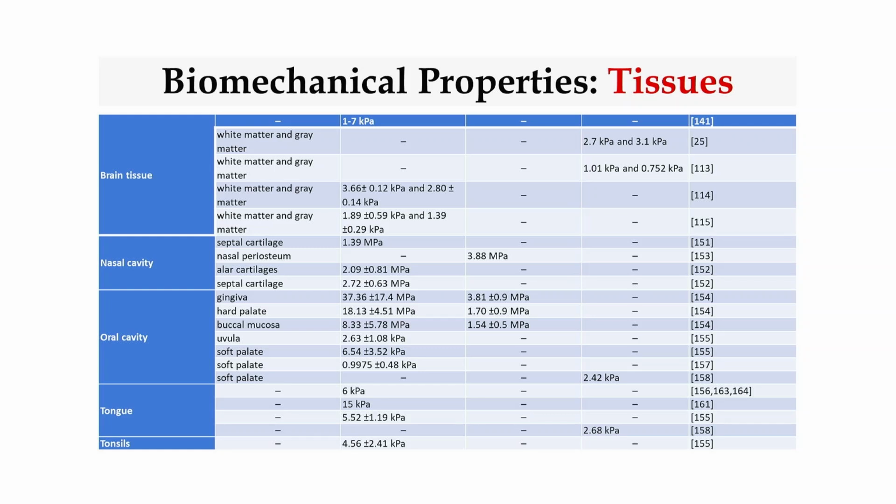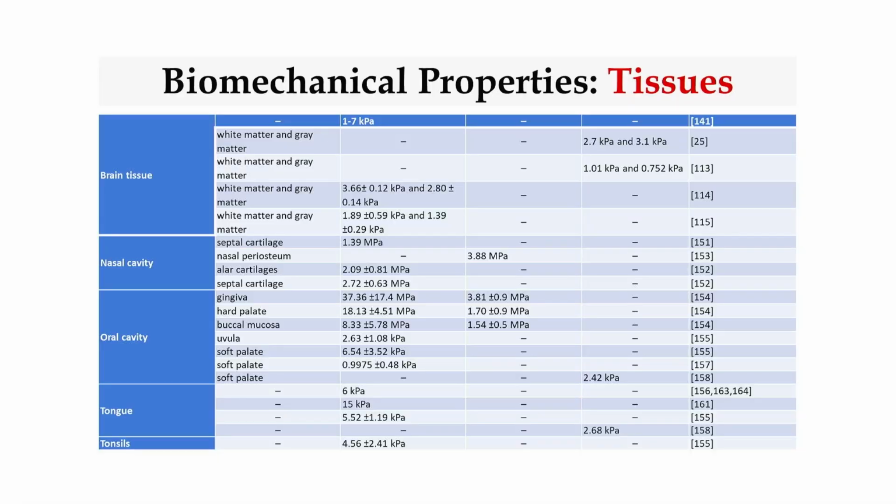Another proper set of properties has been reported by another research group. You can see the difference in the properties. The first one is 3.66 plus minus 0.12. The second one is 1.89 plus minus 0.59. Quite a bit of difference, right? This is because of the difference in the specimen collection, the machine, and so many other factors.